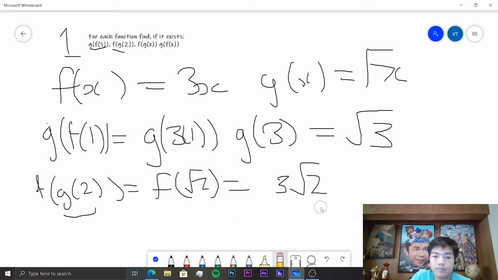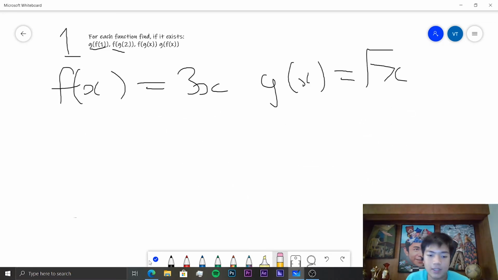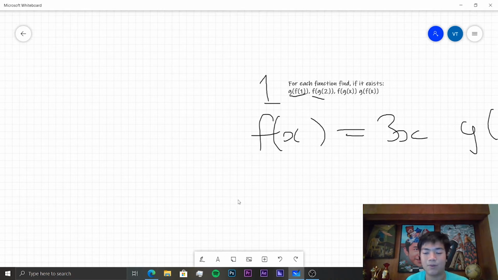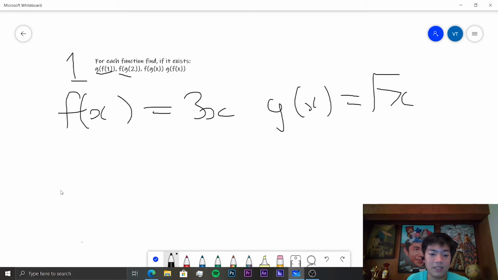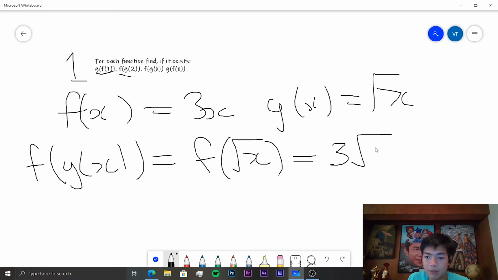Okay, so now let's find f(g(x)) and g(f(x)). So how would we do this? Well, anyways, f(g(x)) is equal to f of, well, what's g of x? It's the square root of x. And this will be equal to, well, what's f of x? It's 3x, so it would be 3 times the square root of x, because we substituted this into the x here.